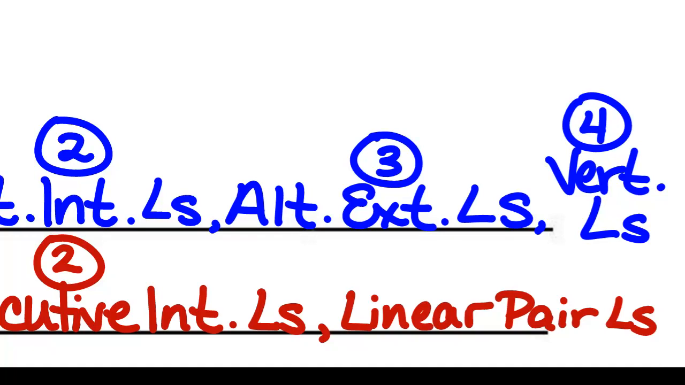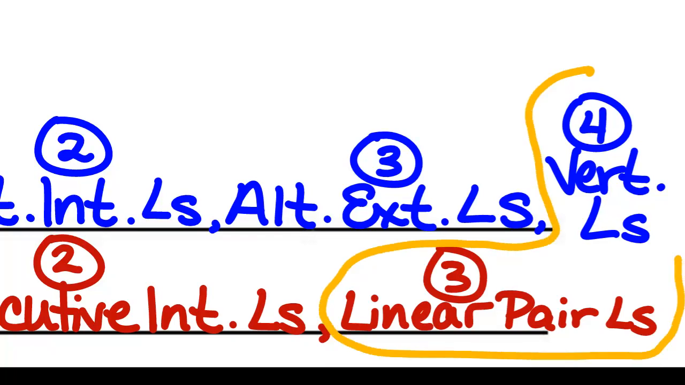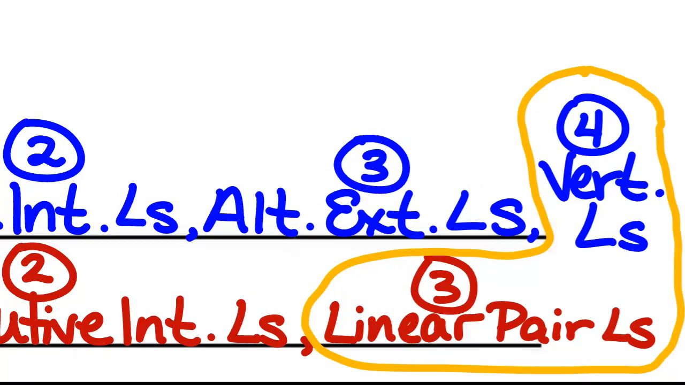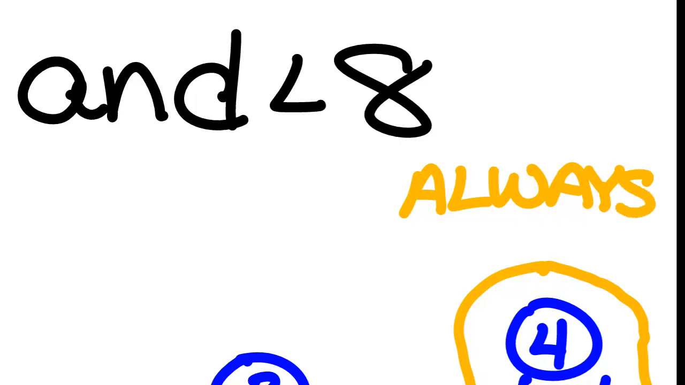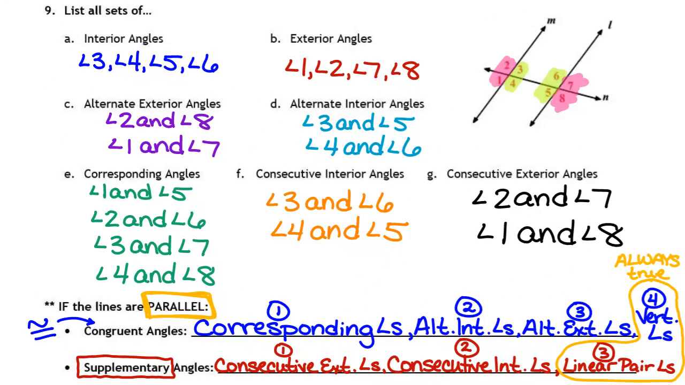And for these last 2 that we just wrote down on the ends of each list, vertical angles and linear pair angles, this is always true whether the lines are parallel or not. Even if the lines aren't parallel, my vertical angles will still be congruent. My linear pair angles will still be supplementary.